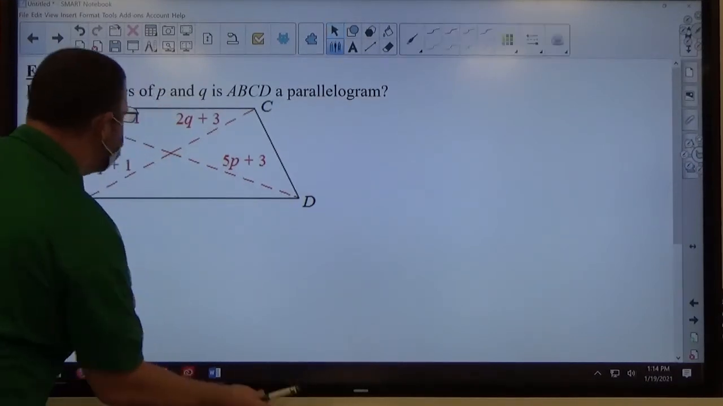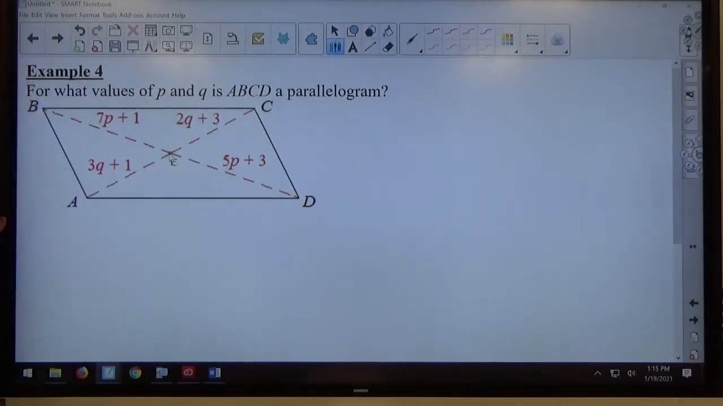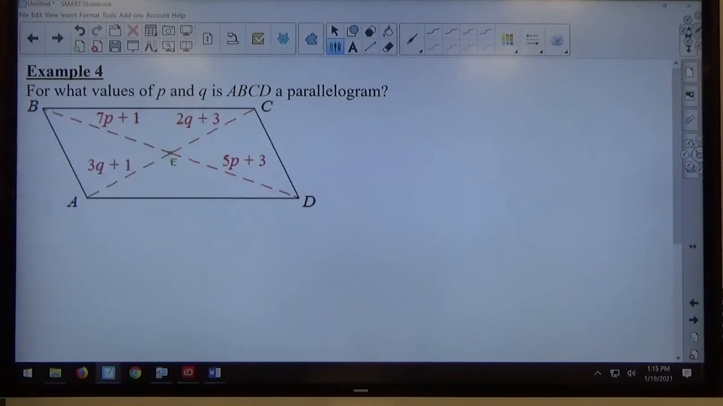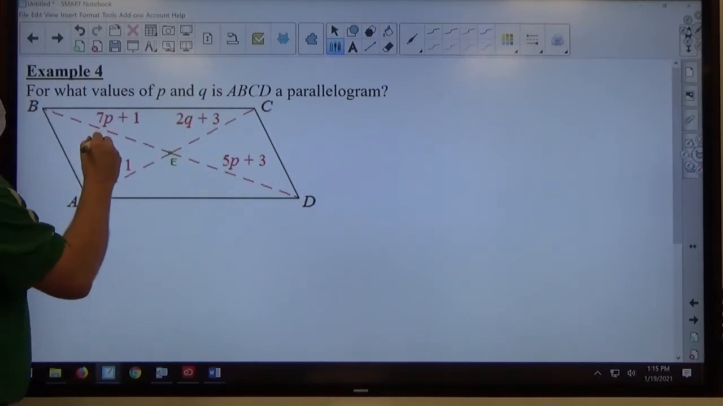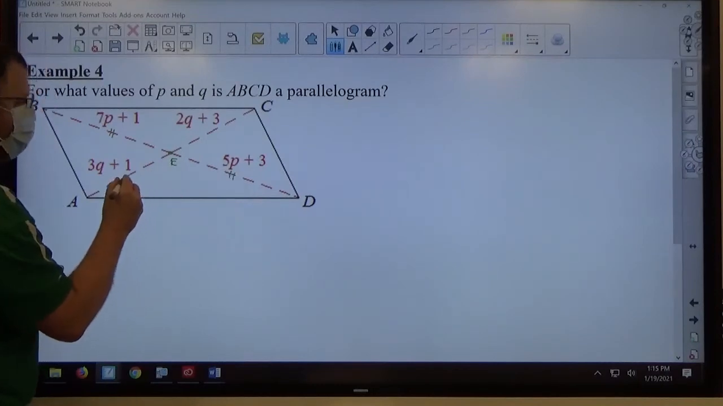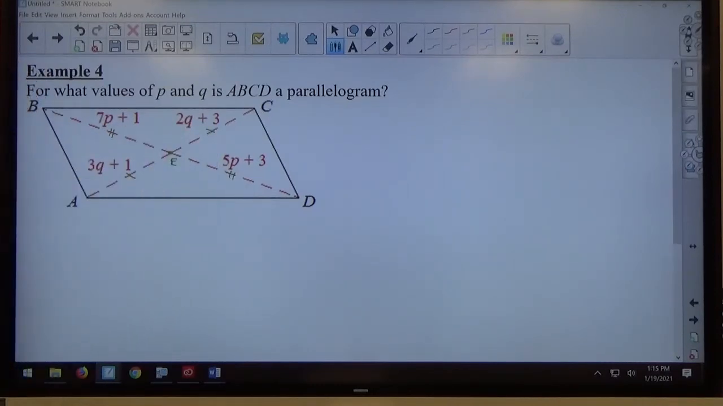So I need this point here, let's call it point E to give it a name. I need E to be the bisector, or the midpoint, of these two segments, making AC bisected and BD bisected. So I want BE to be congruent to ED, and I want AE to be congruent to EC. That's what I want to happen. And if they're congruent, that means their measures are equal.